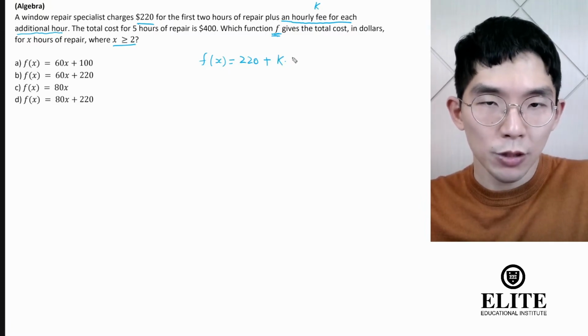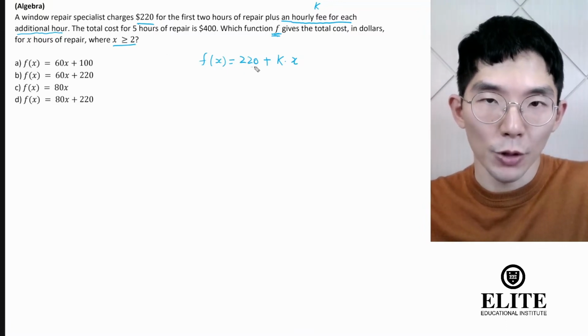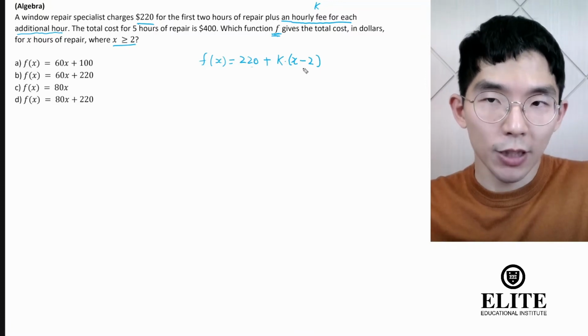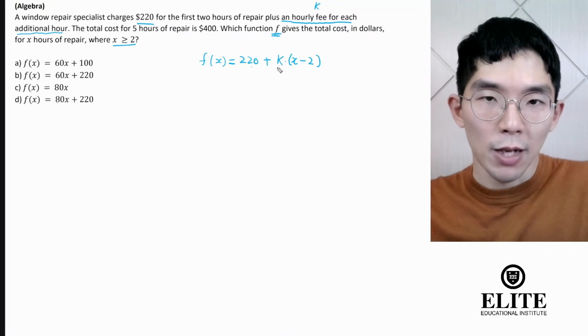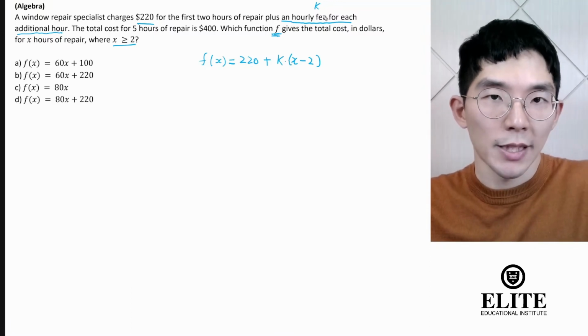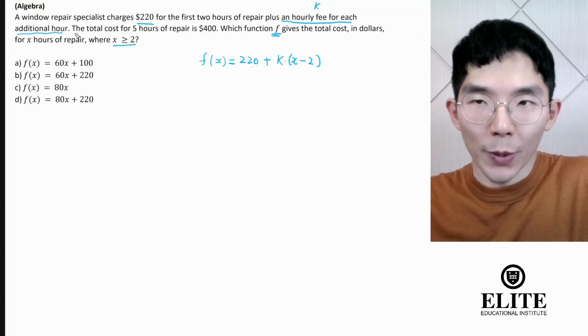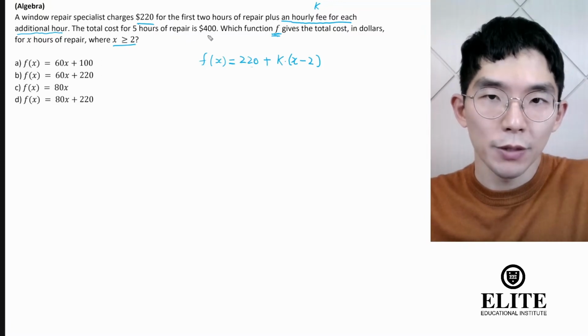No, because we start with x, and because x is greater than or equal to 2, and we already paid for the fee $220, I have to what? Subtract 2 from x, because that's the additional hours after the first 2 hours. So now, I still don't know what k is, because they haven't really specified anything. So let's read on. What information do we have in addition? The total cost for 5 hours of repair is $400.